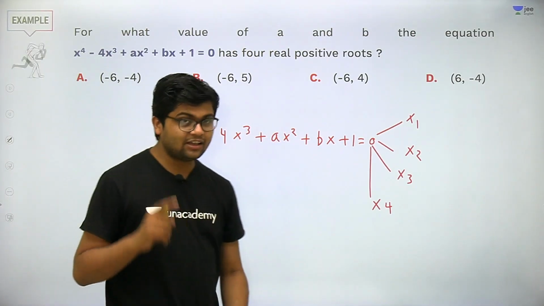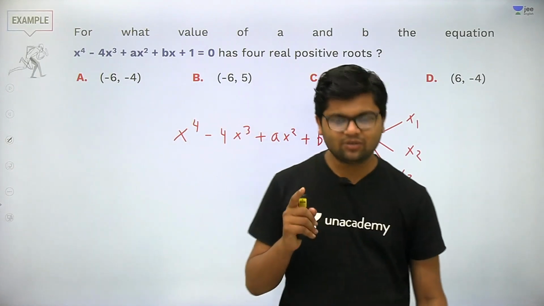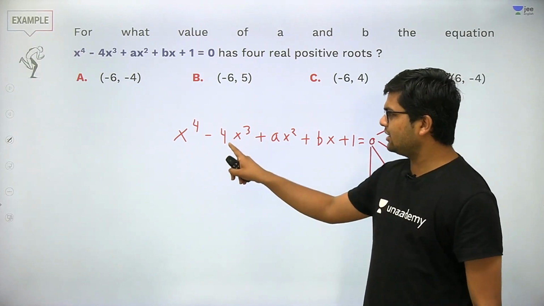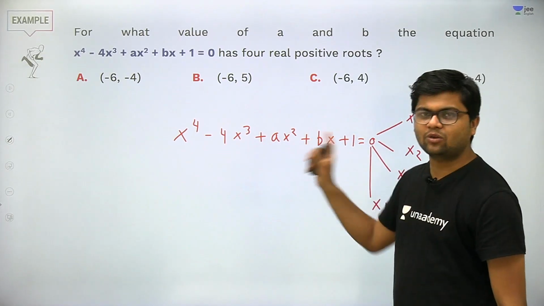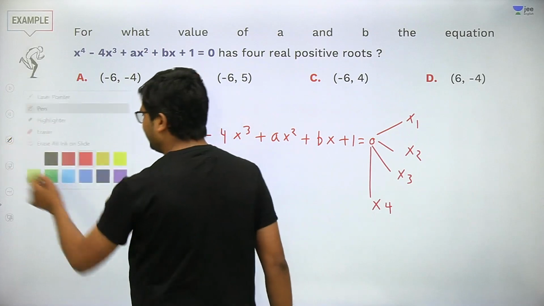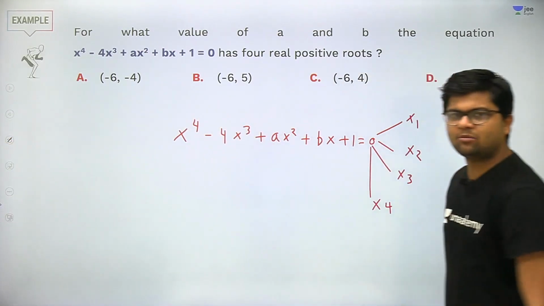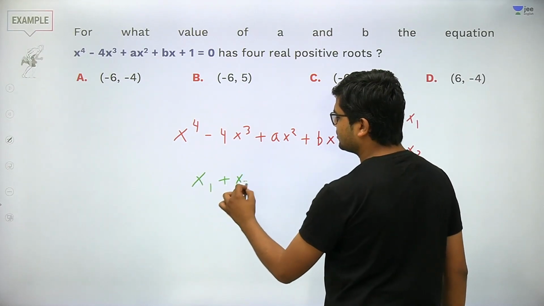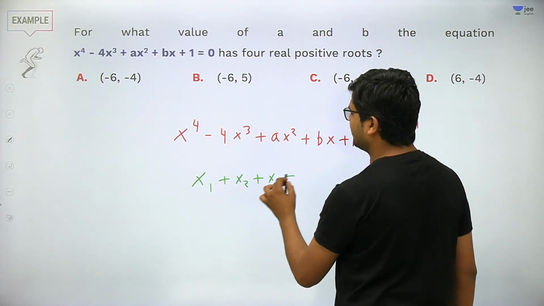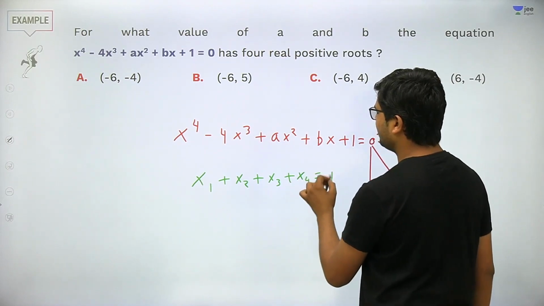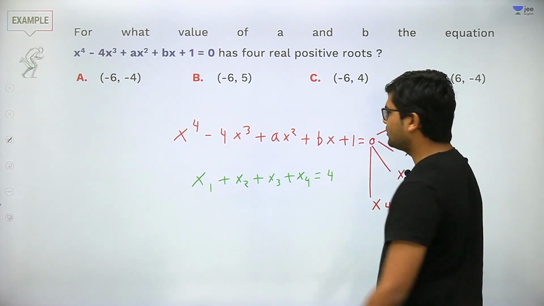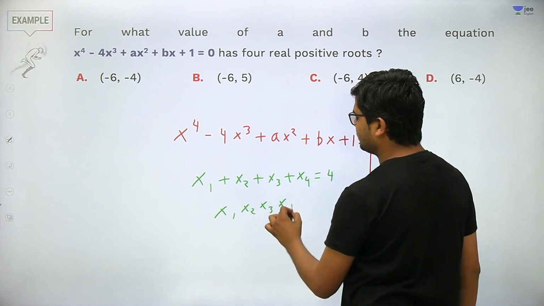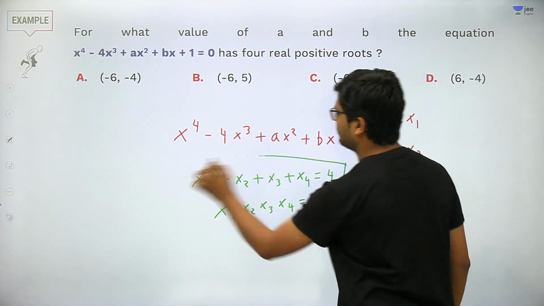Once I hear that they are positive, an idea comes to my mind. Because we are given this coefficient and this coefficient in particular, just write them. This will correspond to the sum of roots and the product of roots. Therefore I am writing x1 plus x2 plus x3 plus x4. This sum of roots will be equal to 4, and the product of roots x1 x2 x3 x4 will also be equal to 1.